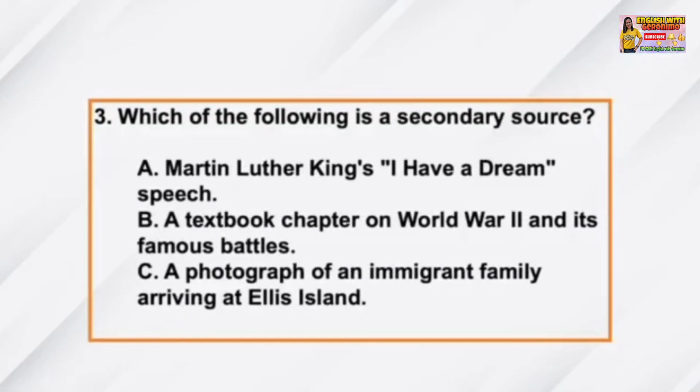Number 3. Which of the following is a secondary source? Letter A, Martin Luther King's I Have a Dream speech. Letter B, a textbook chapter on World War II and its famous battles. Letter C, a photograph of an immigrant family arriving at Ellis Island.